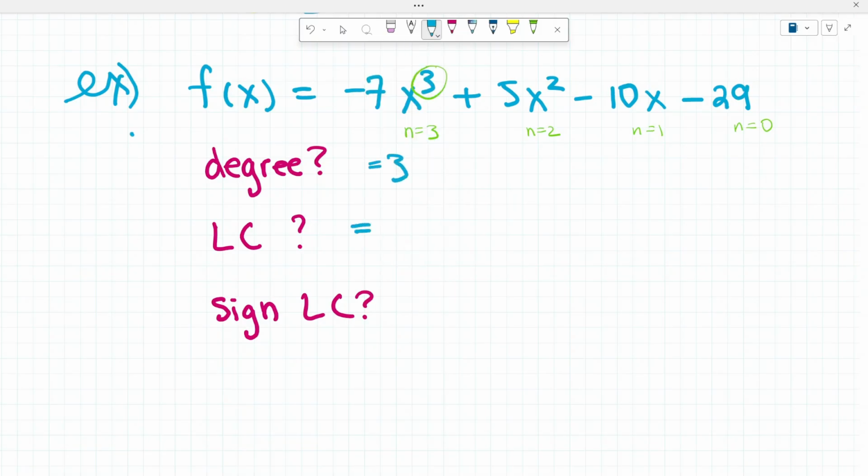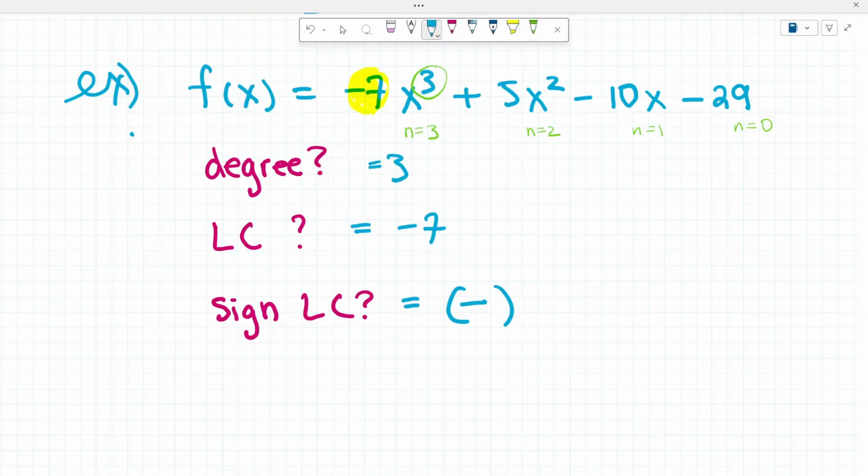Our leading coefficient, well, that's just the coefficient that's stuck to our term of x that has the largest degree. So our leading coefficient is -7. And here we can obviously see that the sign is negative. So we have a third degree, we have a leading coefficient -7 and a negative sign.